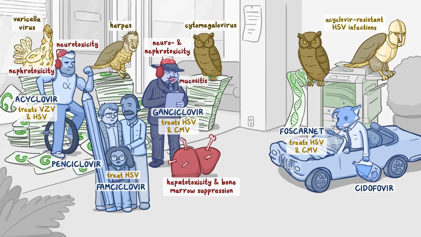Now, foscarnet and cidofovir both cause nephrotoxicity, so let's put kidney-shaped headphones on the fox, and a tiny kidney in the cider. Since foscarnet can also cause an electrolyte imbalance, let's have the car knock over a bottle of milk, representing calcium. The bottle is shaking to help you remember the electrolyte imbalances can lead to seizures.